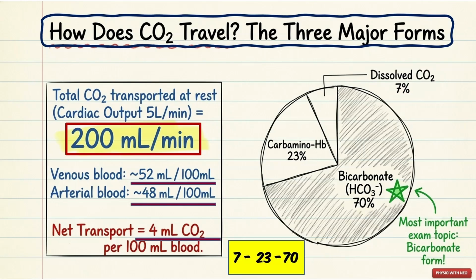Remember these numbers: 7, 23, and 70. Always remember that bicarbonate is the most important transport form. Now, pause for a second and try recalling all these three percentages before moving ahead.